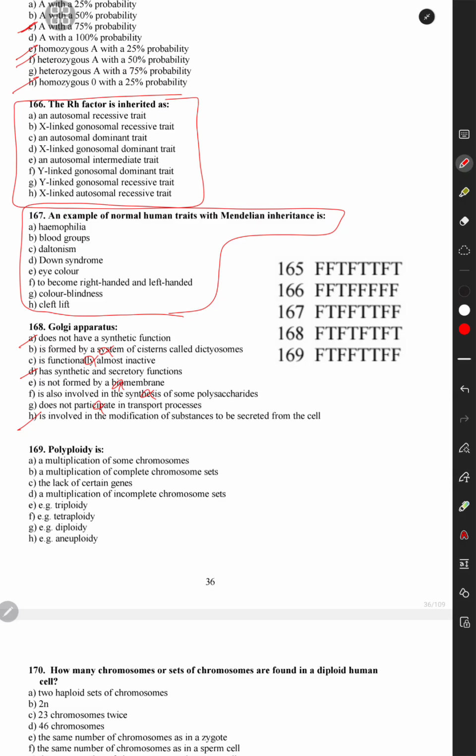68. False true, false true, false true, false true. Seriously? It does have a synthetic function. False true. Functionally almost like false, synthetic and secretory function. Yes, not formed by a biomembrane, false. Involved in the synthesis of some polysaccharides. Okay. Does not participate in transport processes. False. Involved in modification of substance to be secreted from the cell.